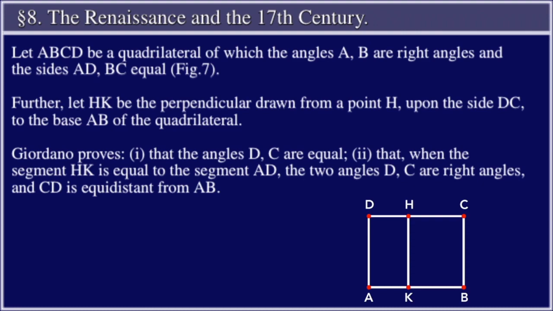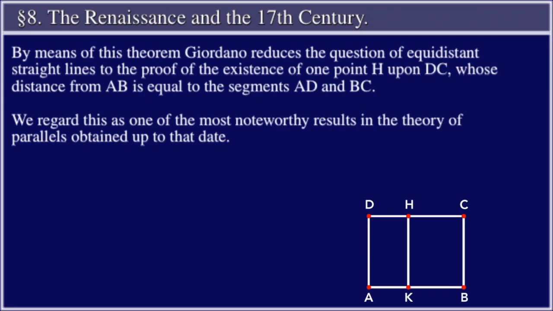Giordano proves: 1. That the angles D and C are equal, and 2. That when the segment HK is equal to the segment AD, the two angles D and C are right angles, and CD is equidistant from AB. By means of this theorem, Giordano reduces the question of equidistant straight lines to the proof of the existence of one point H upon DC whose distance from AB is equal to the segment AD and BC. We regard this as one of the most noteworthy results in the theory of parallels obtained up to this date.